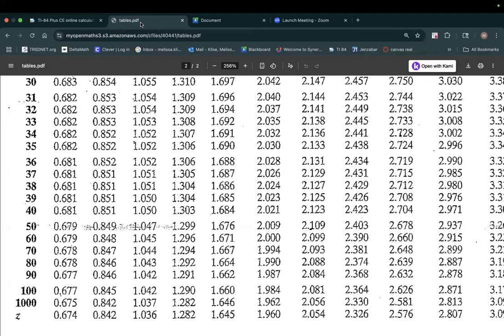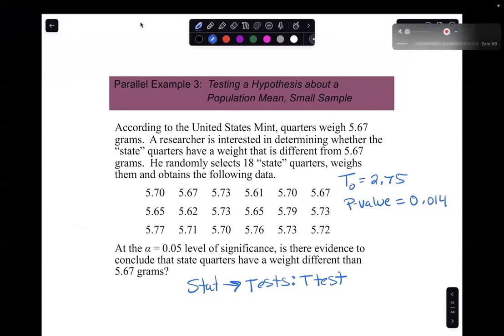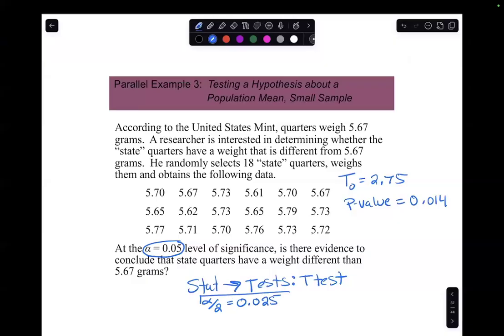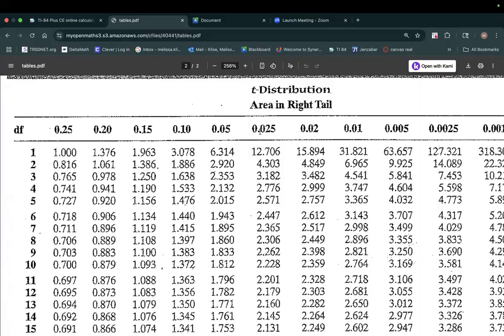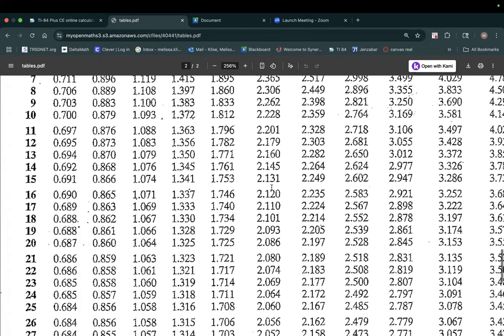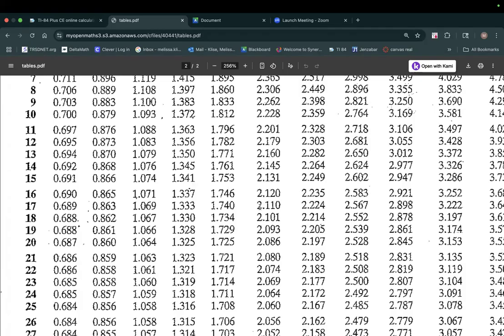Our significance level is 0.05. But as we dealt with this before, because it is a two-tailed test, we're going to cut that in half. So I'm looking at alpha divided by 2. It's going to be 0.025. So this is what I'm looking for. And my n minus 1 is going to be 17 because I have 18 as my sample size. So here we go. 0.025 is right here. Let's go down to 17. 17 is right here. It's 2.110.